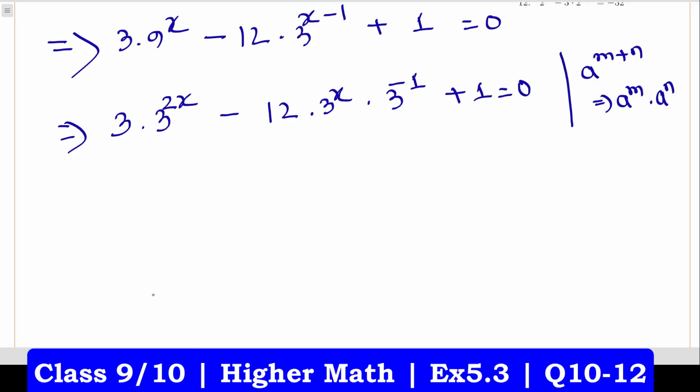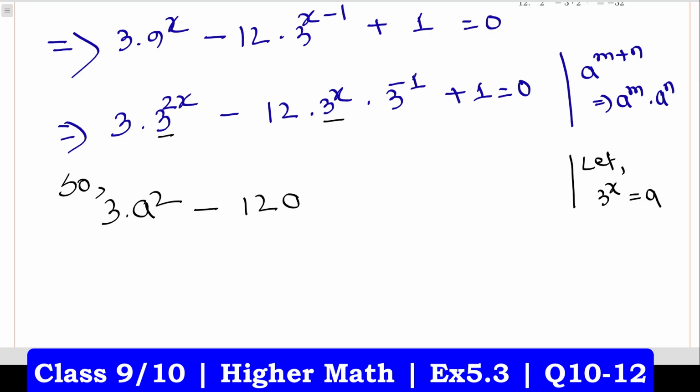Now look, here is an important thing: 3 to the power 2x and 3 to the power x. So let 3 to the power x equal a, so 3 to the power 2x will be a square. So it will be 3 times a square minus 12a times 3 to the power minus 1, we can write 1 by 3, plus 1 equals 0.